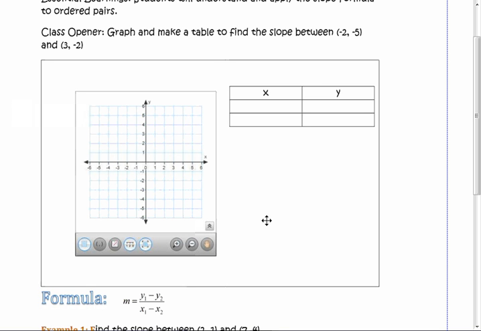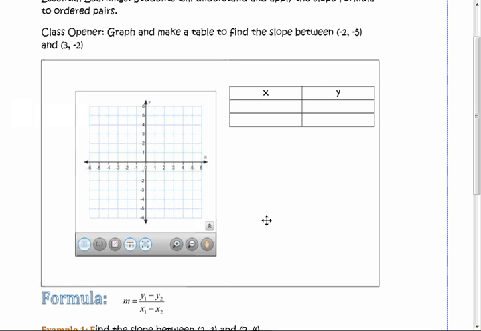So class opener is to graph these and find your slope. Do you have it graphed? Good job. Can you find the slope now? Draw your line. Did you graph your point? The point is -2, -5. It's down here. There you go. Then you're going to graph 3, -2. 3, -2 is right there.